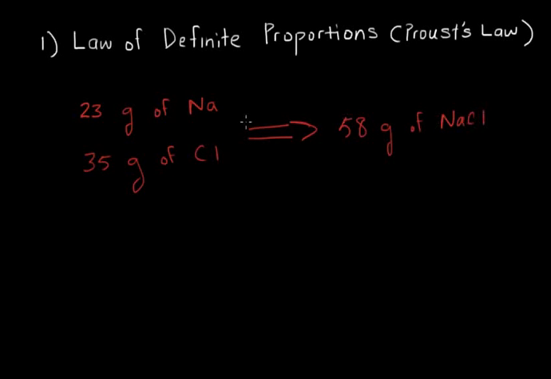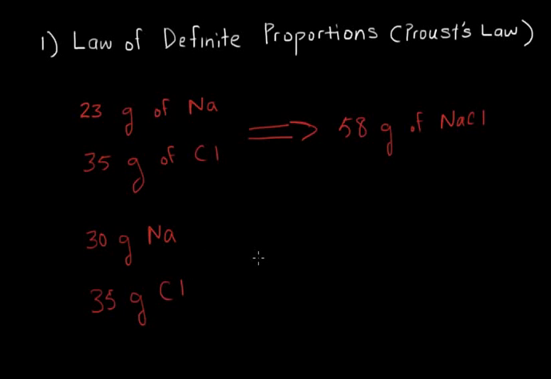And this makes sense because elemental sodium combines with elemental chlorine to produce sodium chloride. We've got 58 grams of stuff on this left-hand side. We should end up with 58 grams on the right-hand side. Okay, that's easy enough. But what happens when we add 30 grams of sodium to 35 grams of chlorine?